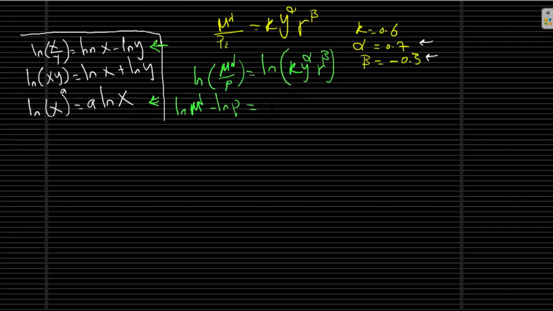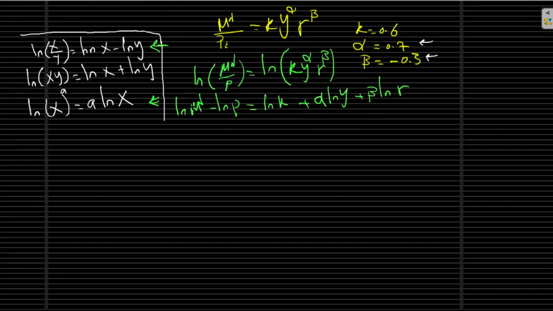So from this, we could say that would be ln kappa plus alpha ln Y plus beta ln R. We could just do it in one step. We don't have to do two steps.